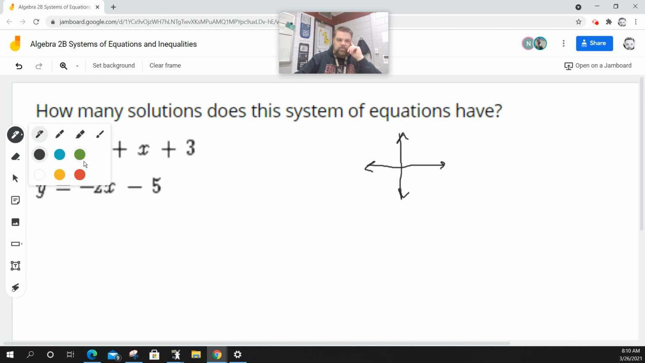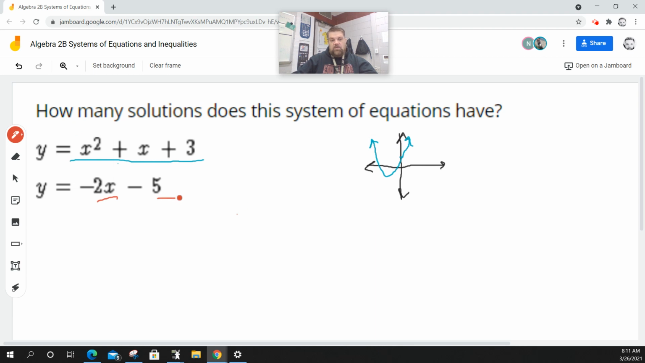All right, so this is a quadratic. So this is probably going to come around like this, and it's going to cross the y-axis. Man, it's so hard to draw this. It's going to cross the y-axis at 3, so it's going to come around like this and kind of do one of these things. And this is a linear function. Now this is going to have a negative slope and a y-intercept of -5.